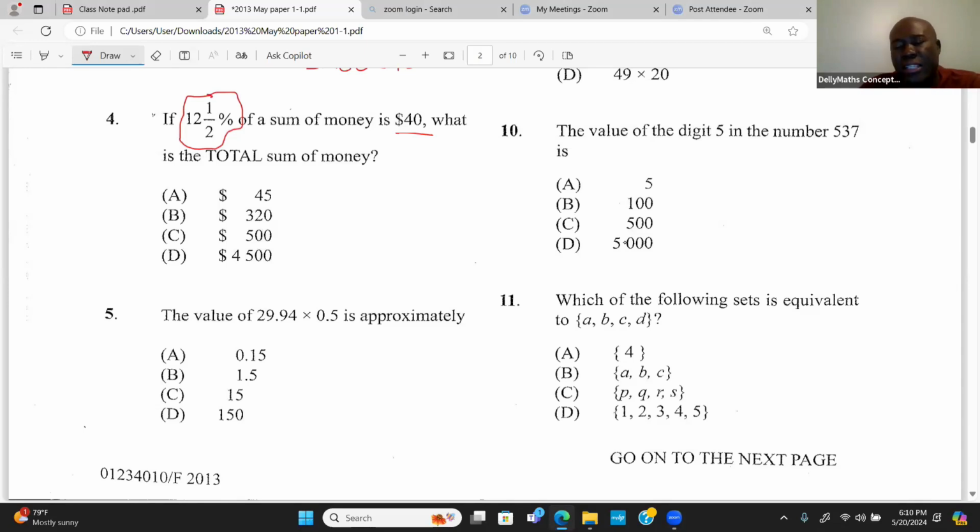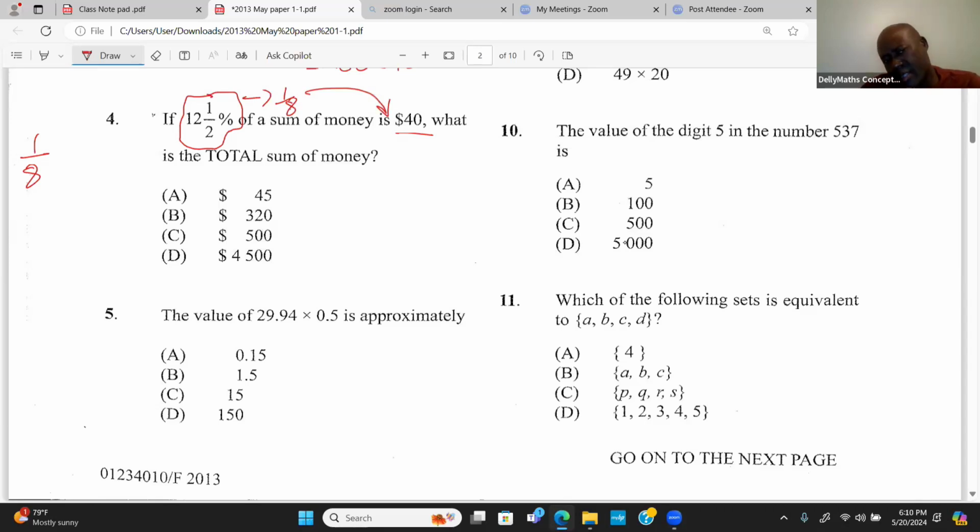If you're not getting factors and multiples of 10, they love to give you 12.5 as well because it has a meaning. 12.5 is 1/8. Remember, we looked at percentage with the eighths. So you're telling me that 1/8 of something is 40. Can I find the thing?